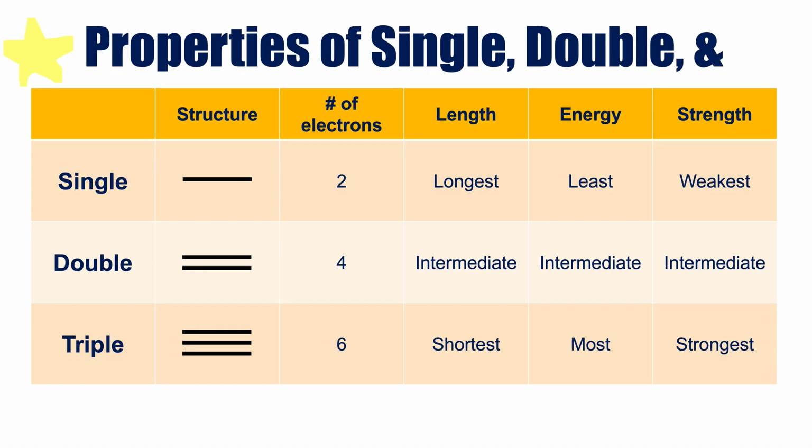So now we need to start to know the properties of single, double, and triple bonds. So a single bond has 2 valence electrons, a double bond has 4, a triple bond has 6. In terms of their lengths, a single bond is the longest, whereas the triple bond is going to be the shortest. In terms of their energies, a single bond has the least amount of energy, whereas a triple bond has the most. In terms of their strengths, a single bond is the weakest, whereas a triple bond is going to be the strongest.